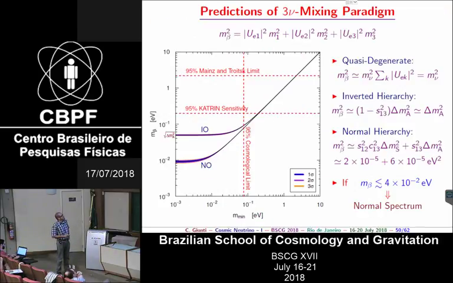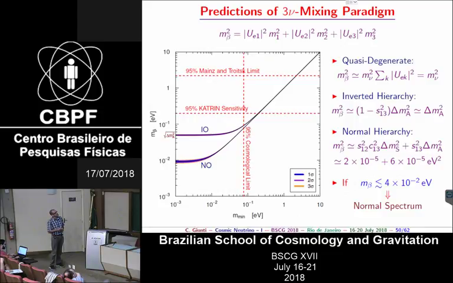So this is the plot for m beta. And what we can predict, I mean, we can imagine that we can calculate m beta as a function of, again, as I did in the previous plot, an unknown parameter, which is the minimal mass, which is m1 in the normal ordering and m3 in the inverted ordering. So this is a plot of what we expect for m beta in these two cases, the inverted ordering and the normal ordering.